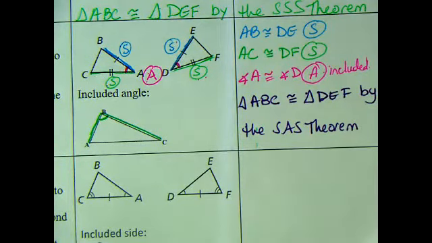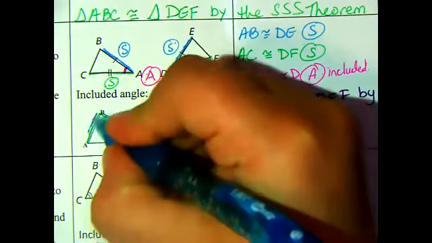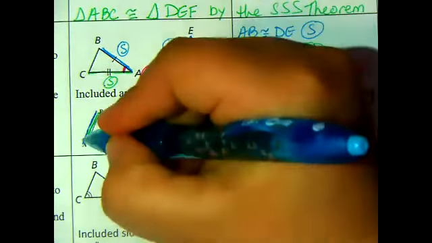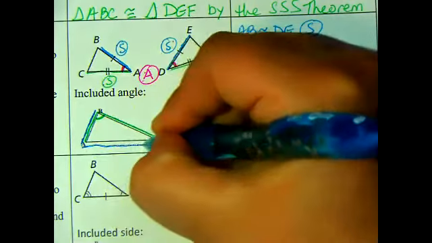However, suppose I was using side AB. Let's say I was using side AB, and instead of BC, I was using side AC.